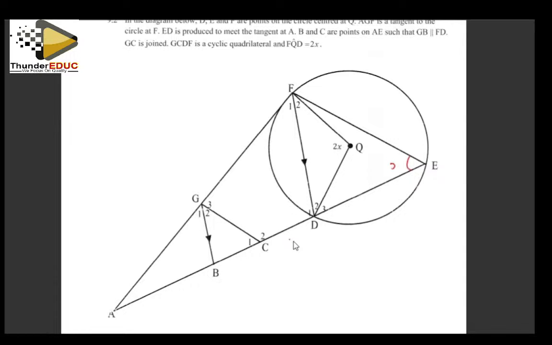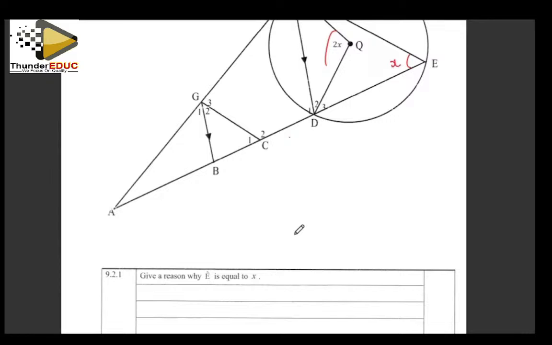So why is this angle x? This angle at the center, and that's the angle at the circumference. So we're going to say that the angle at the center is twice the angle at the circumference. That will be my explanation for that.